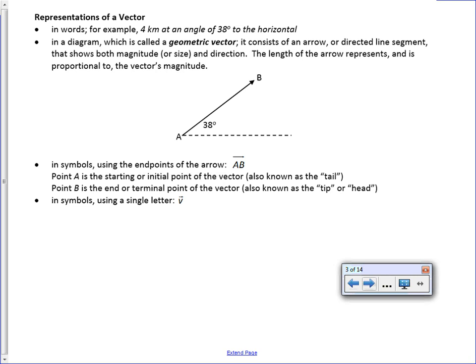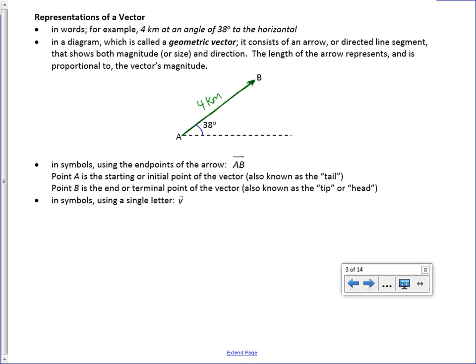In a diagram, which is called a geometric vector, it consists of an arrow or directed line segment that shows both the magnitude or size and direction. The length of the arrow represents and is proportional to the vector's magnitude. So if I draw a vector and I say it's making an angle of 38 degrees to the horizontal, the actual length of this is representative of a length of 4 kilometers.